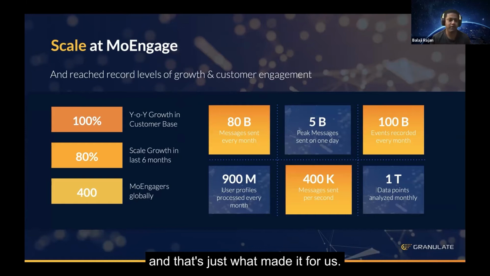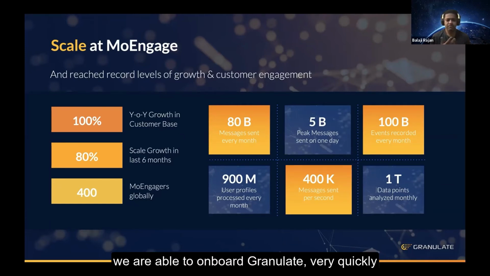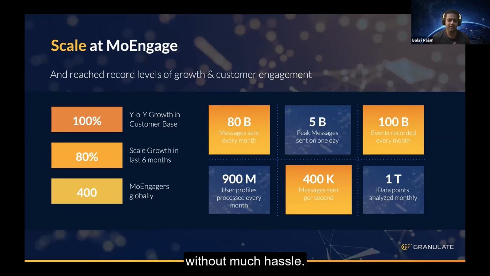In quick time, we were able to onboard Granulate, integrate, and activate our agents without much hassle. It was a very smooth transition.